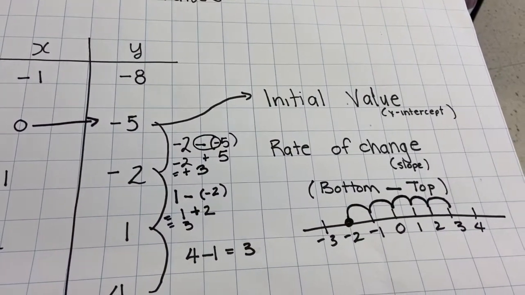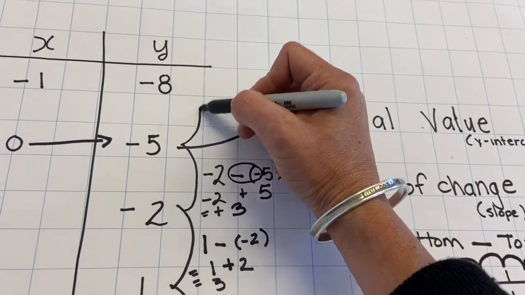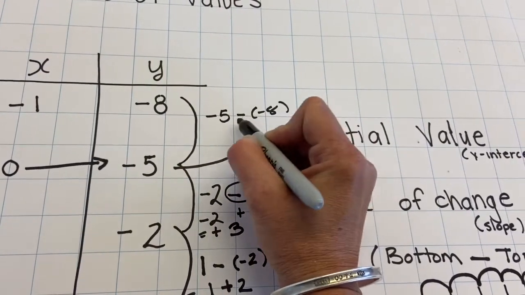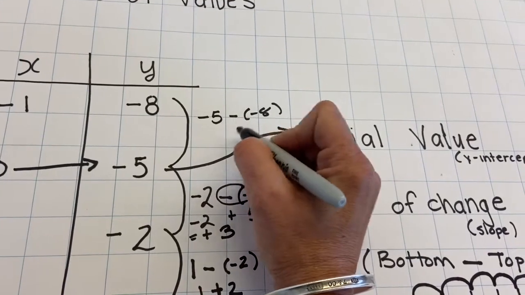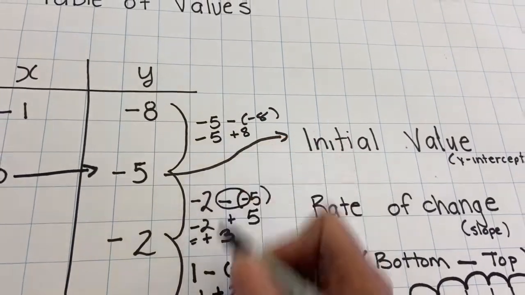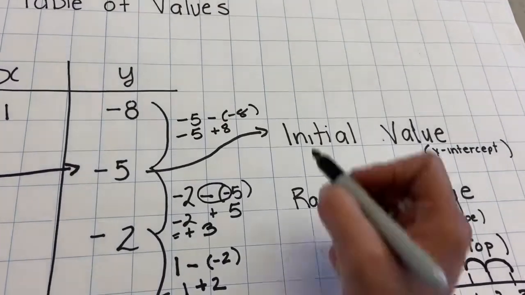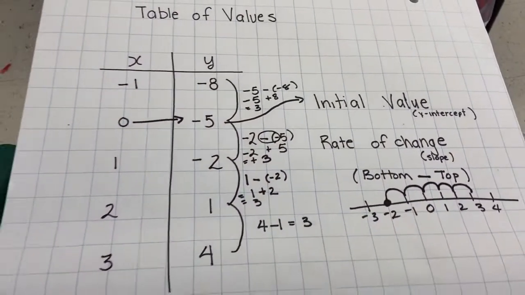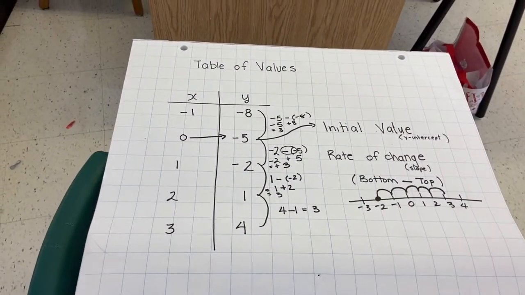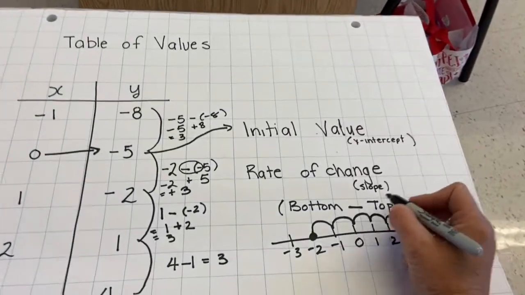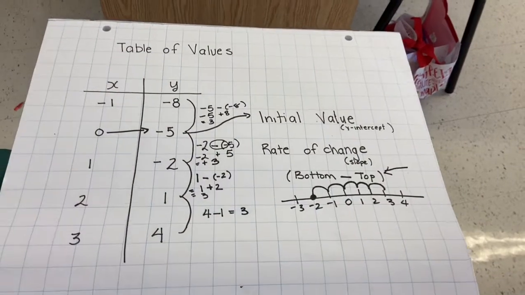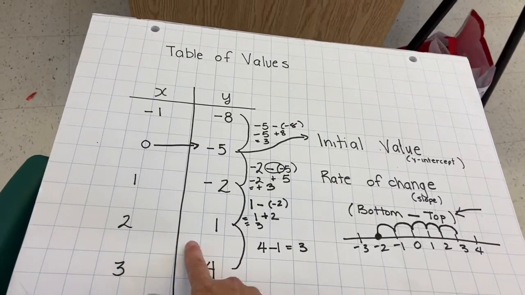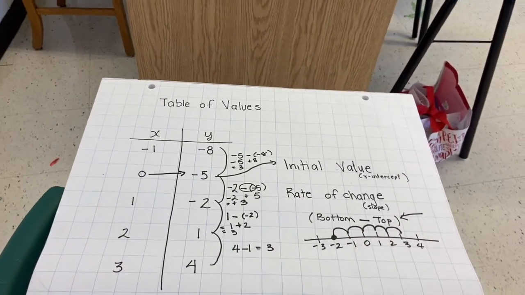We're hoping, because we always like patterns in math, that the next one will also be 3. Let's check bottom minus top. Okay, again, two minuses make a positive. -5 plus 8, that's also going to give you 3, because 8 subtract 5 gives you 3. So now we've got this beautiful table of values, and the biggest thing you need to remember is this rule right here: bottom minus top. If you always subtract the bottom number minus the top number, you will get the rate of change.